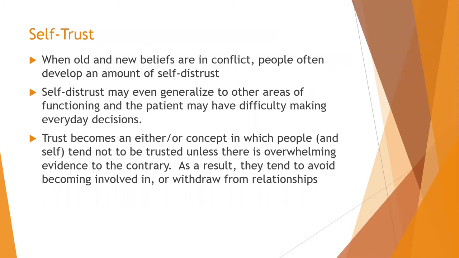So if they don't feel like they can affect change, if they don't know who they are, if they don't feel like they have any control in the world, they may not be able to effectively make decisions. And trust becomes an either-or concept in which people tend to not be trusted, including themselves, unless there's overwhelming evidence to the contrary. So they don't trust themselves, they withdraw. They're just like, I can't put myself out there. I can't trust my own judgment, and I certainly can't trust other people.